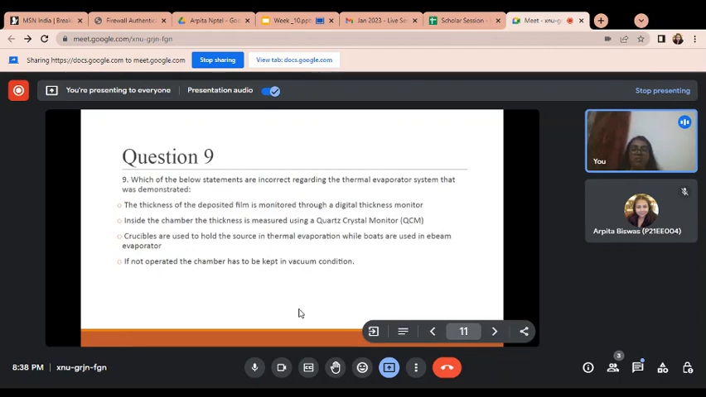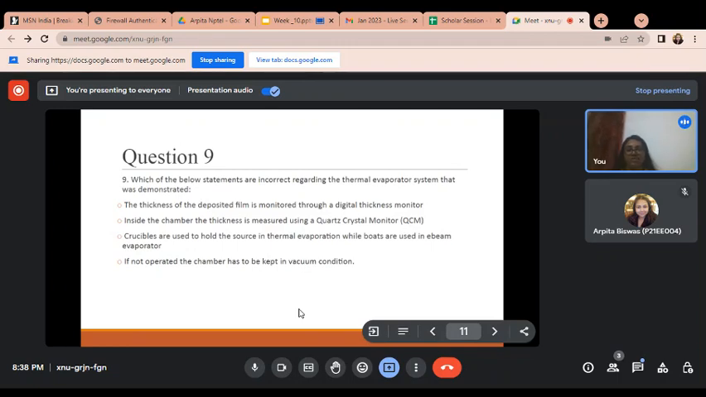So in the thermal evaporation system, going from the last option, if it is not used now, then we have to keep the system in vacuum. Otherwise the particles from outside can go inside and create contamination. So the last option is the right option.